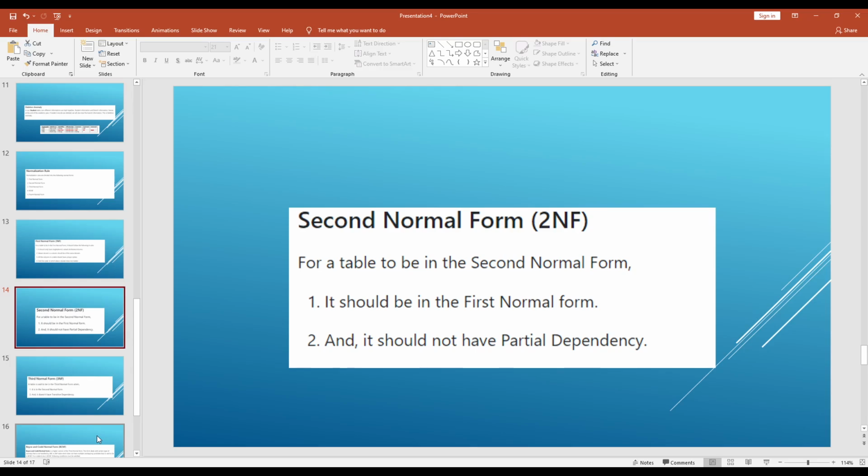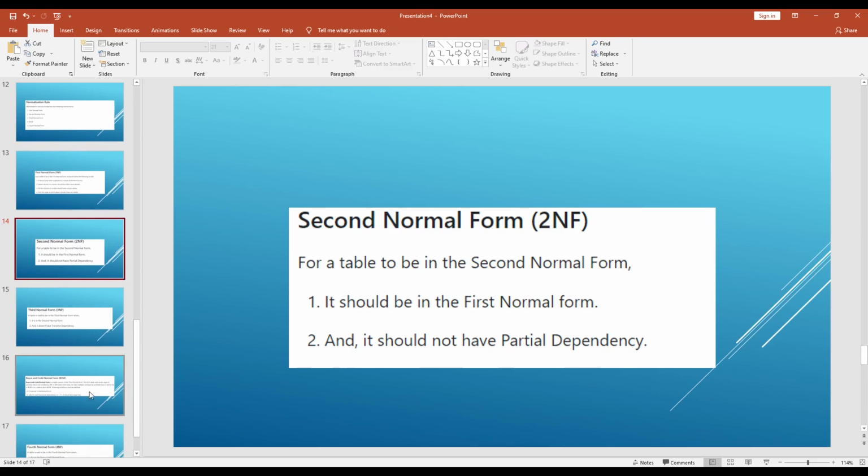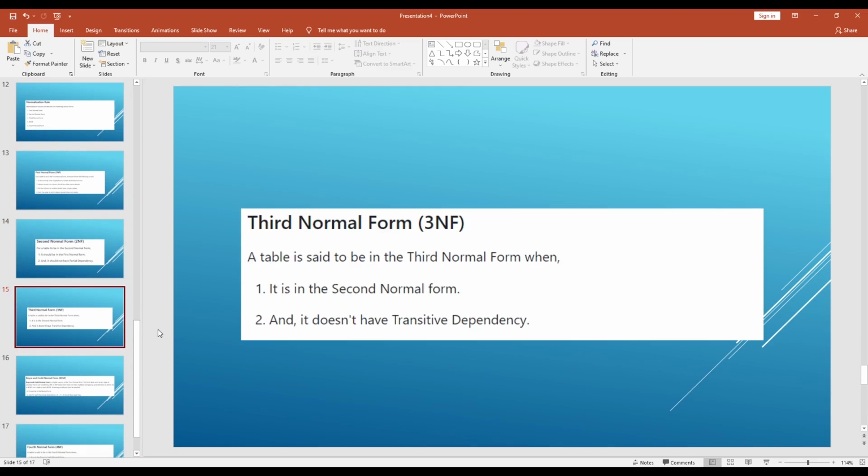For a table to be in the second normal form, number 1, it should be in the first normal form. Number 2, it should not have partial dependency.